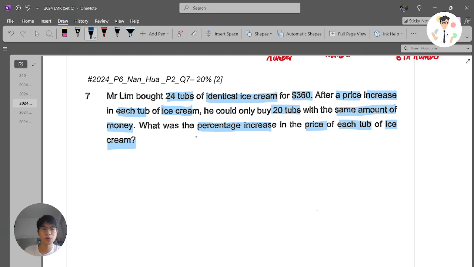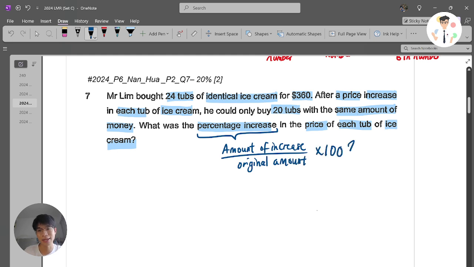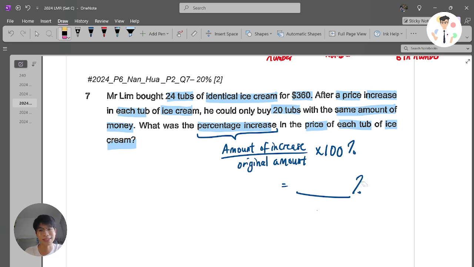Now, when you see the words percentage increase, which we have been discussing in the past few sets, the formula is always the amount of increase divided by the original amount, times 100%. And I have reminded you in the previous set not to include the percent sign in our calculation, because we are leaving the answer as something percent.